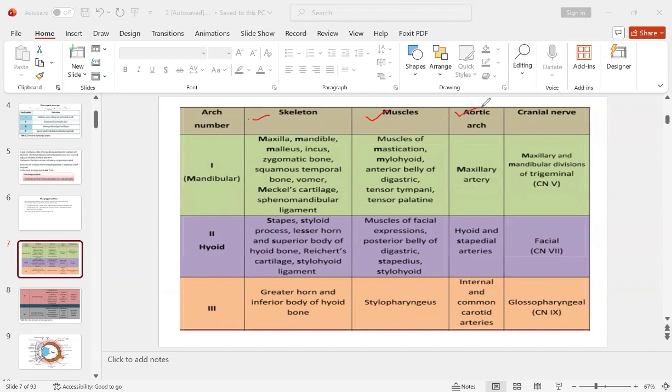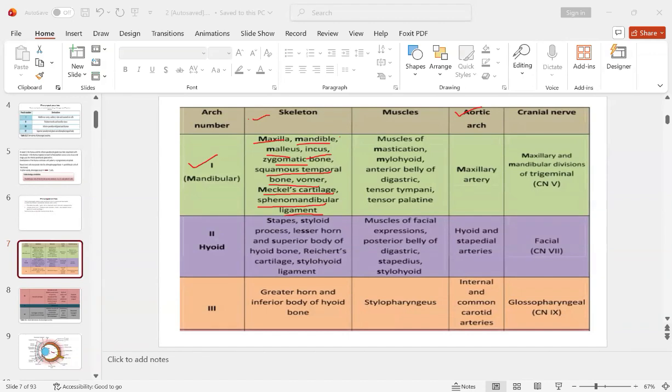So let's start with pharyngeal arch 1, which is also known as the mandibular arch. The skeletal derivatives of the mandibular arch include number 1, maxilla, number 2, mandible, number 3, malleus, number 4, incus, number 5, zygomatic bone, number 6, squamous temporal bone, number 7, vomer, number 8, Meckel's cartilage, and number 9, sphenomandibular ligament. So these are the skeletal derivatives of the pharyngeal arch 1.